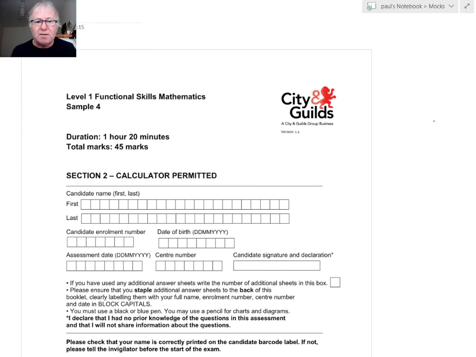Okay, so that's the sample 4 of the functional skills in level 1. I'll do the level 2s here when I get a few moments.